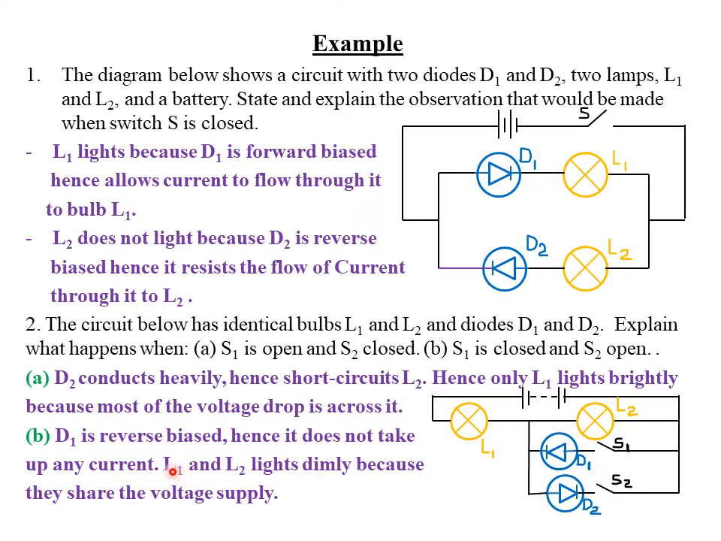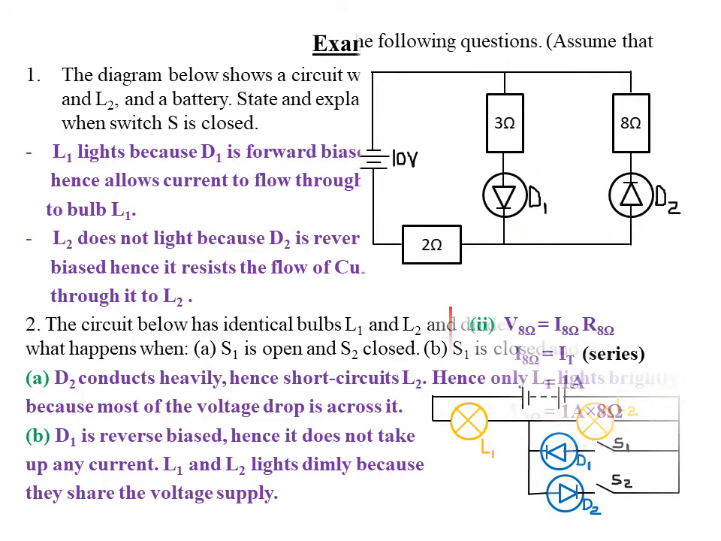So that simply means that the bulbs L1 and L2 are both going to light, but they are going to light dimly because they are sharing the current which is flowing from the positive terminal through L1 and L2 back to the negative terminal, because the current does not flow through the diodes D1 and D2. So the diode D1 is reverse biased, hence it does not take up any current. So therefore the bulbs L1 and L2 light dimly because they share the voltage supply.